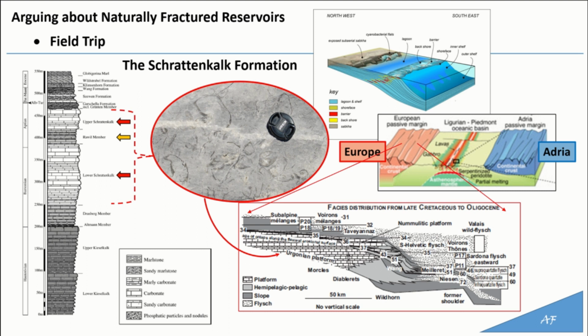Coeval sediments of equivalent or at least comparable features are largely present in the southern Mediterranean Sea and in the Middle East, where they represent very important reservoirs for the oil and gas industry. So the Schrattenkalk formation could represent an interesting analog for several oil and gas fields developed in those areas.